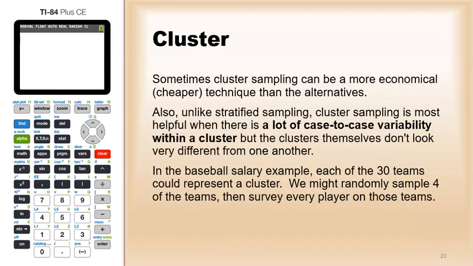Sometimes cluster sampling can be more economical. That is, it's generally cheaper than other methods. Also, unlike stratified sampling, cluster sampling is most helpful when there's a lot of case-to-case variability within a cluster, but the clusters themselves don't look very different from each other. So in the baseball salary example, each of the 30 teams could represent a cluster. So we might randomly sample 4 of the teams, then survey every player on those teams.